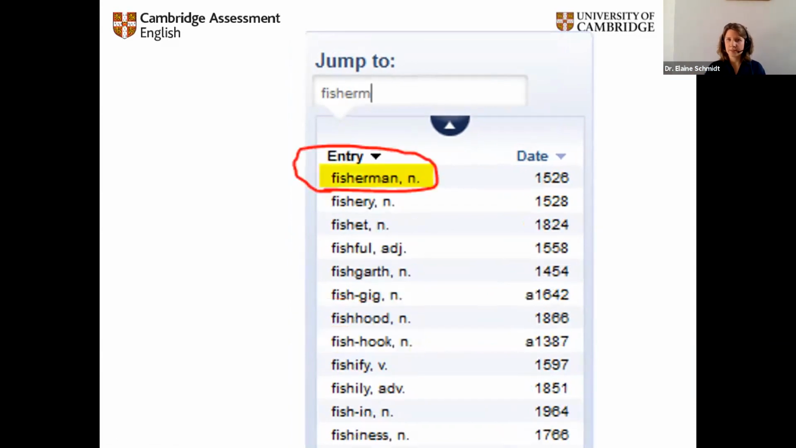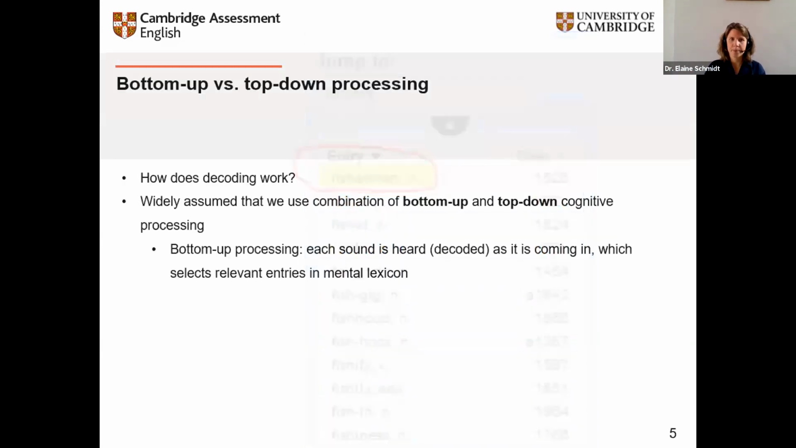And then as soon as the next sound comes in, the M, you already know this is the uniqueness point, it's fisherman, and that's it. So this is what we call bottom-up processing. So one by one, you hear the sounds, and then you arrive at the right meaning of the word. And of course, this happens really, really quickly, so you aren't aware of what it is that you're doing.